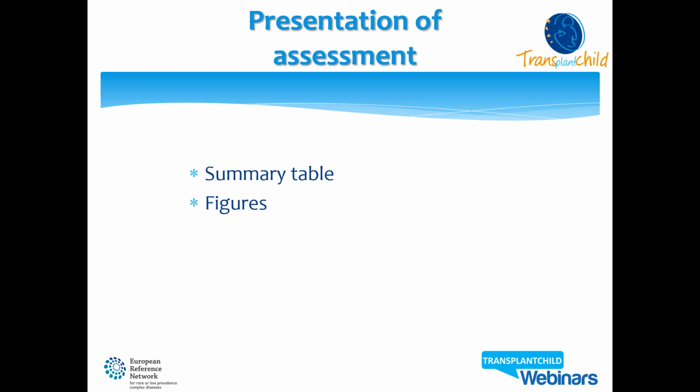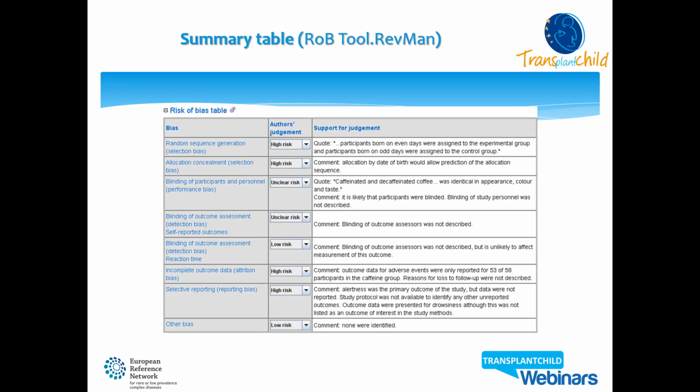In this way, once you have done your judgment and included your comments, then we need to present the assessment. We are going to use one summary table and 2 types of figures. So the summary table is this one. You can see in the first column on the left all the biases we have talked about before. The next column, author's judgment. You need to put here your judgment, high, low, or unclear, and then you can see the support of the judgment.